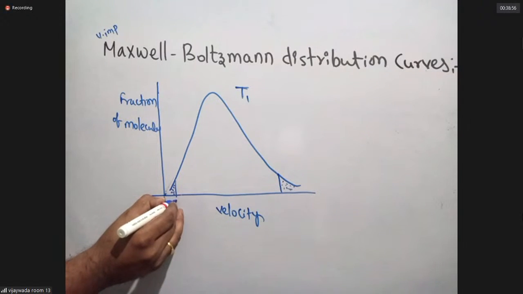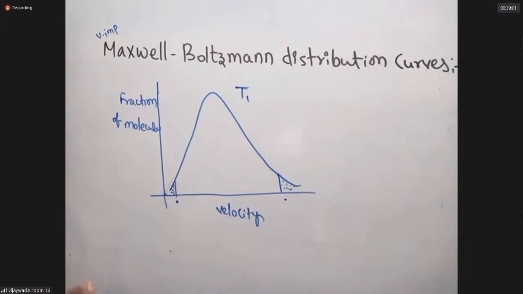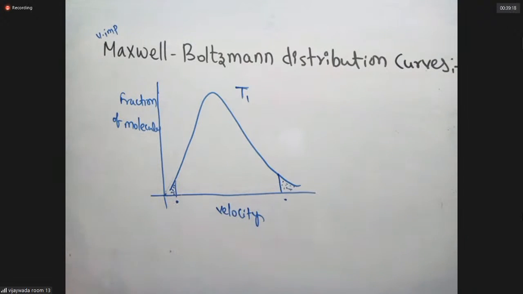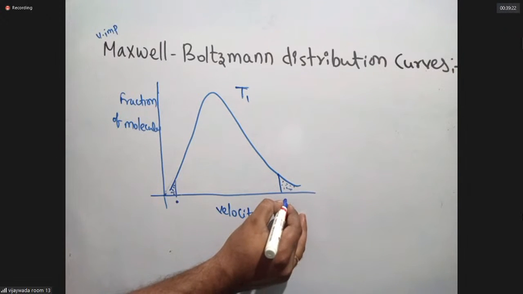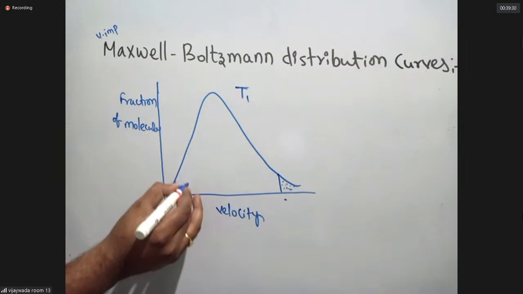This particular velocity is low velocity, this particular velocity is high velocity. So they concluded that in a container at temperature T1, a very low fraction of molecules have lower velocities and higher velocities. So molecules with high velocity and low velocity are a very, very low fraction.